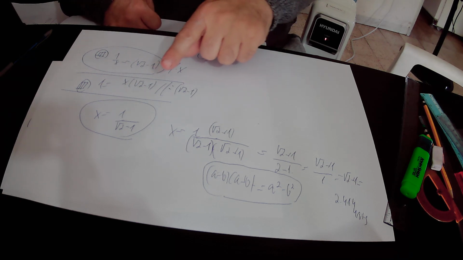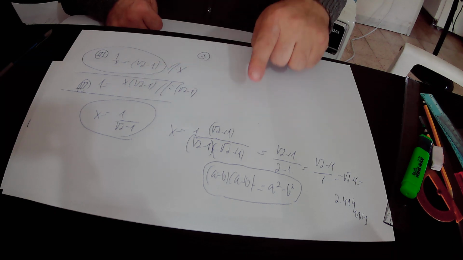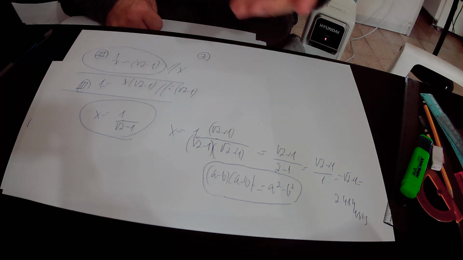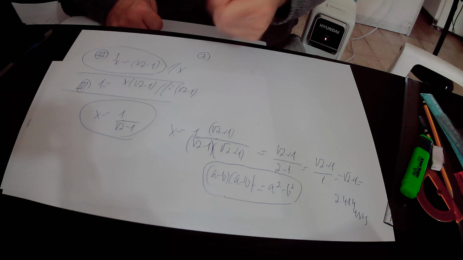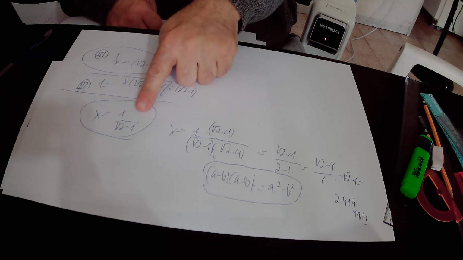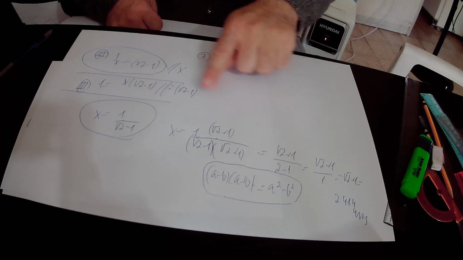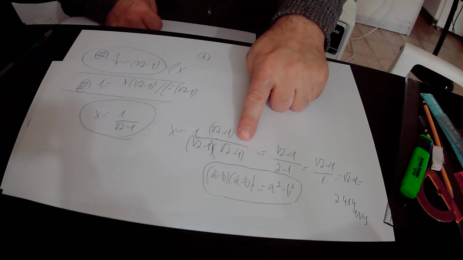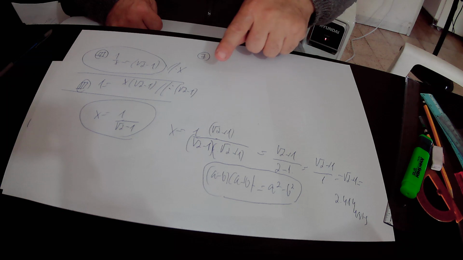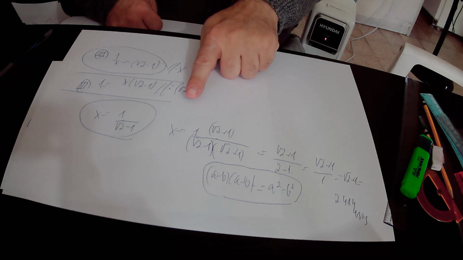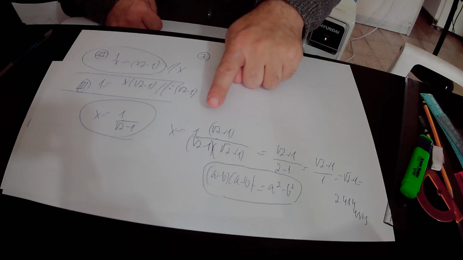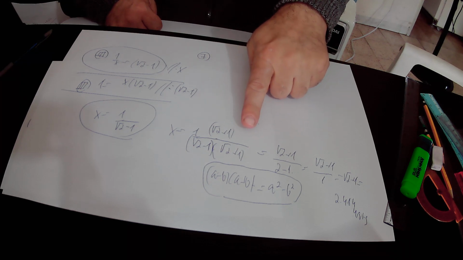Then we focus on this side of the equation, and we multiply it by the square root of 2 plus 1, and then we divide it by the square root of 2 plus 1. So actually we multiplied it by 1, so we change nothing. And we found that x equals the square root of 2 plus 1 over the square root of 2 minus 1 times the square root of 2 plus 1.